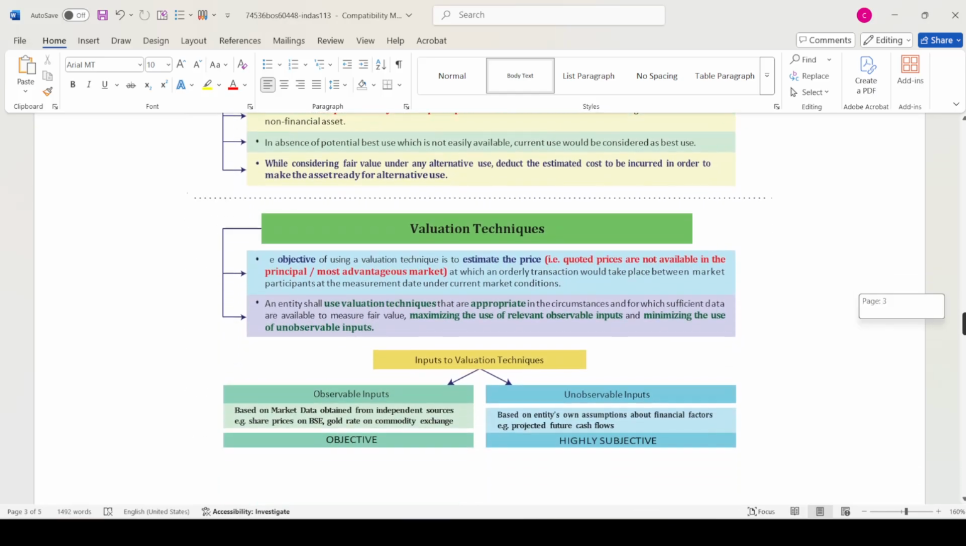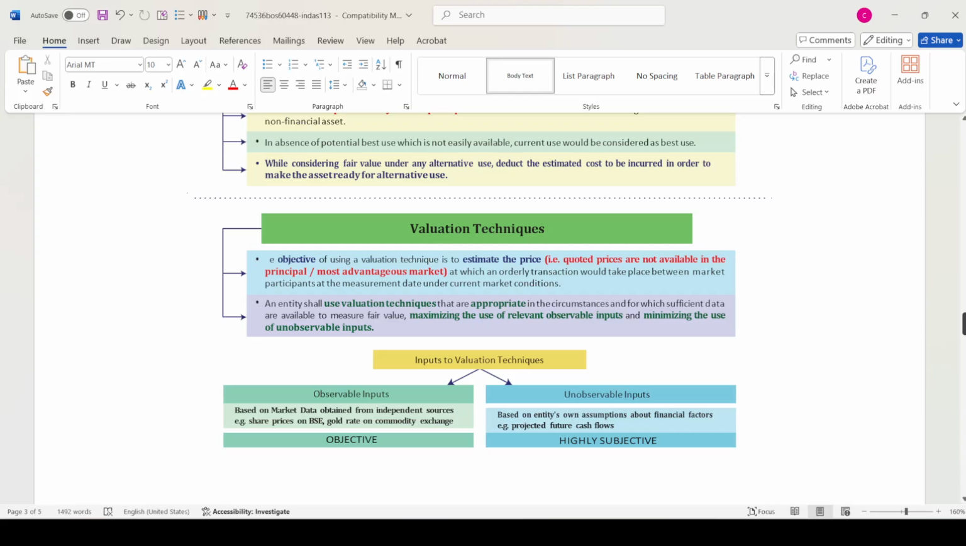Okay, valuation techniques. If there is no quoted price available, you should still determine the value of the asset, right? For valuing an asset, liability, or equity, the entity should maximize the observable inputs and minimize the unobservable inputs. What do we mean by observable inputs? Readily quoted prices. If you have listed equity shares, the price is readily available in the stock market. It is an observable input. If you have 24 karat gold, the price is readily available in the market, right? So it is an observable input.